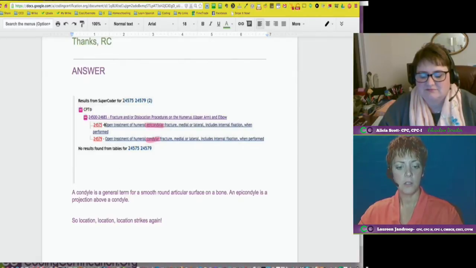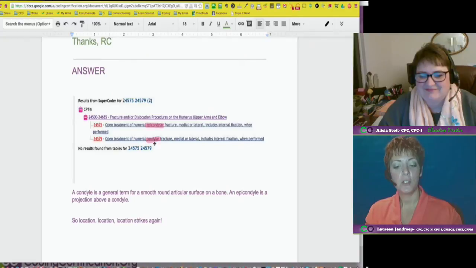So I listed the two codes on top of each other. That's one of the things I really like about SuperCoder. And I read it, and at first I'm like, whoa, it does look exactly the same. What am I missing? And then it's epicondylar versus condylar. Little teeny tiny thing. And that's what you do on the board exam too, compare and contrast, compare and contrast.